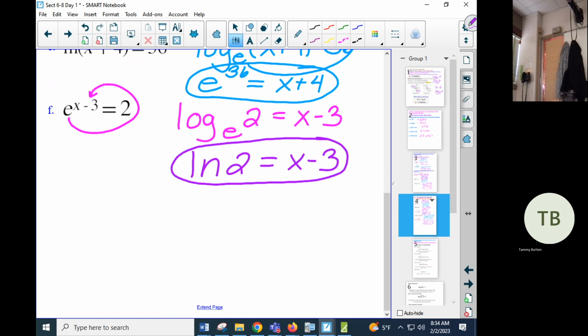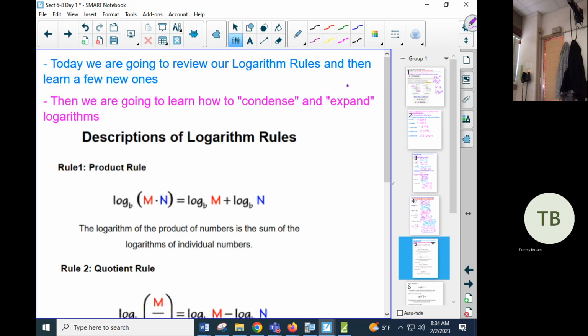Is that okay? You guys get that? So now we're gonna do one more thing with logs, and some of these log rules we've learned before. So we're gonna go over them, and then I have a slide that has the sheet that I just handed out to you guys, and it has them on there.